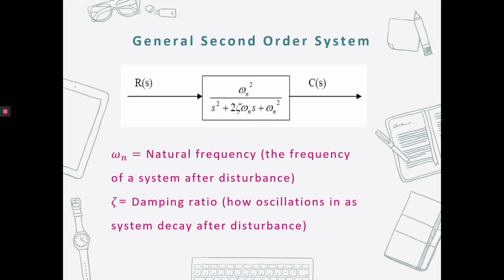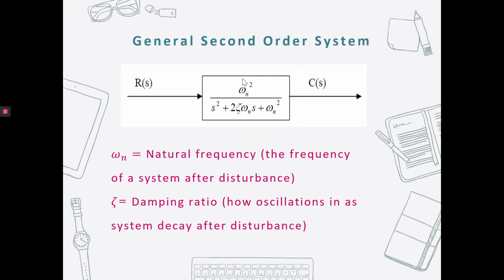Let us now extend the concepts of poles and zeros and transient response to second order systems. Compared to the simplicity of a first order system, a second order system exhibits a wide range of responses that must be analyzed and described.